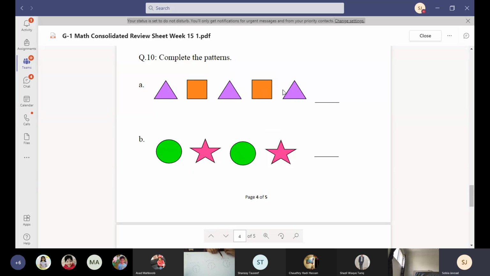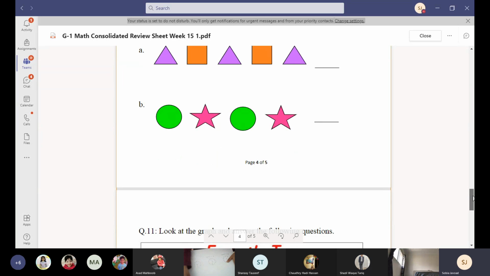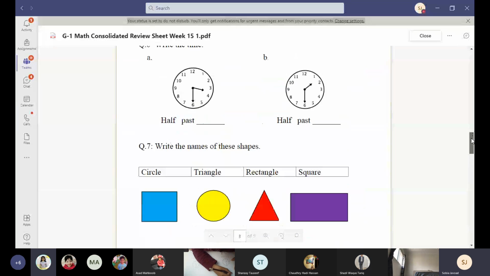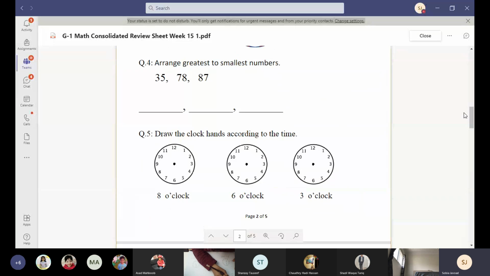Okay, complete the pattern. Which shape comes here? Which shape comes here, Shazil? Triangle, square, triangle, square, triangle, square. Okay, circle, star, circle, star. What comes here? Circle. That's great. Wonderful. Okay. Who is saying 3 o'clock done? Have you finished the written work, children? Yes. Done. That's great. Wonderful. Good job.